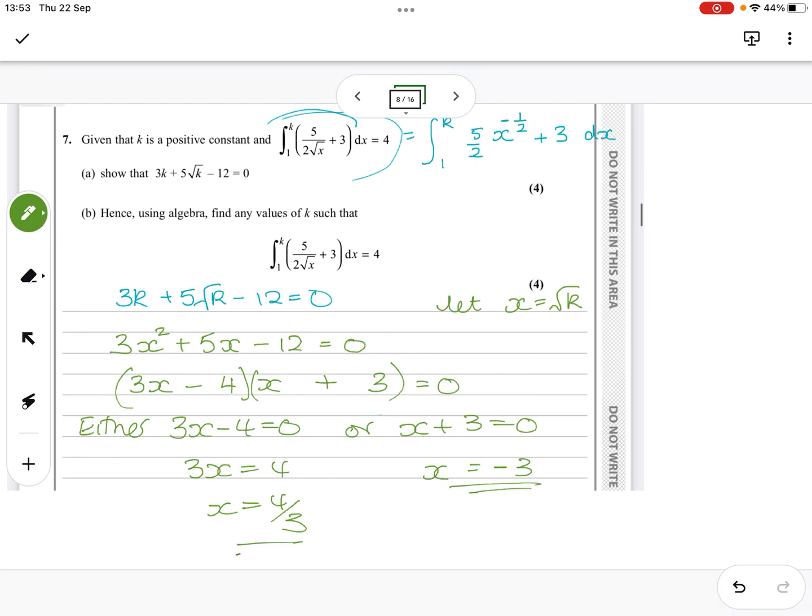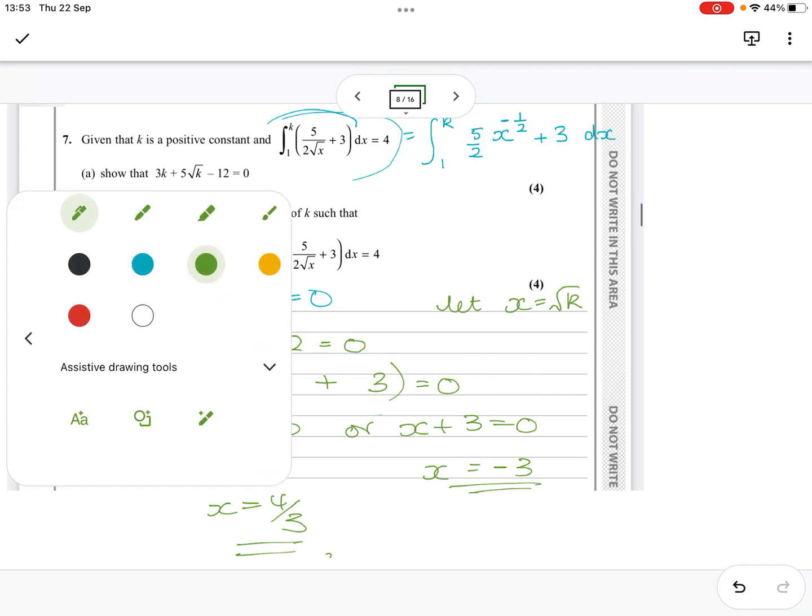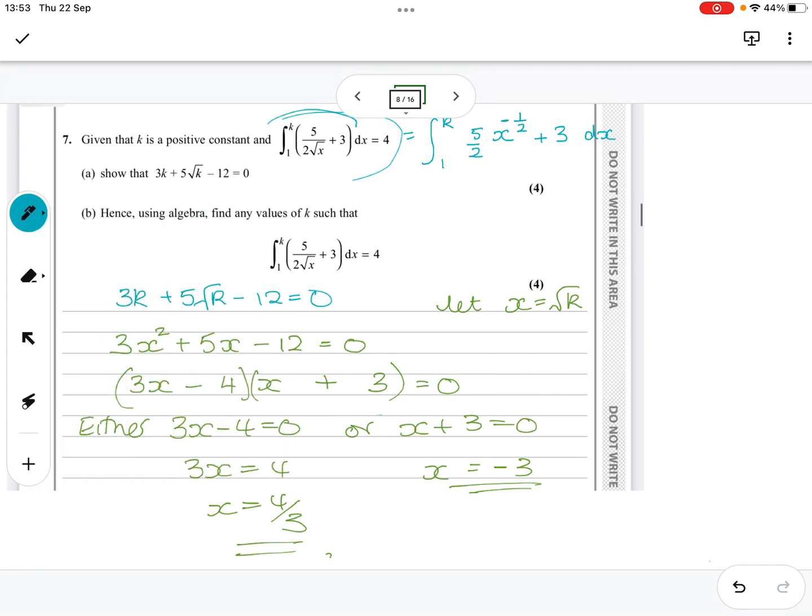And x equals minus 3. Okay, that isn't the end, because we don't want to know what x is, we want to know what k is. So we then go, okay, 4 over 3 equals root k, so k must equal 16 over 9. Or minus 3 equals root k, and at this point you're going, but it can't, because you can't have a negative, so that one doesn't work, it's impossible. Sneaky, huh?